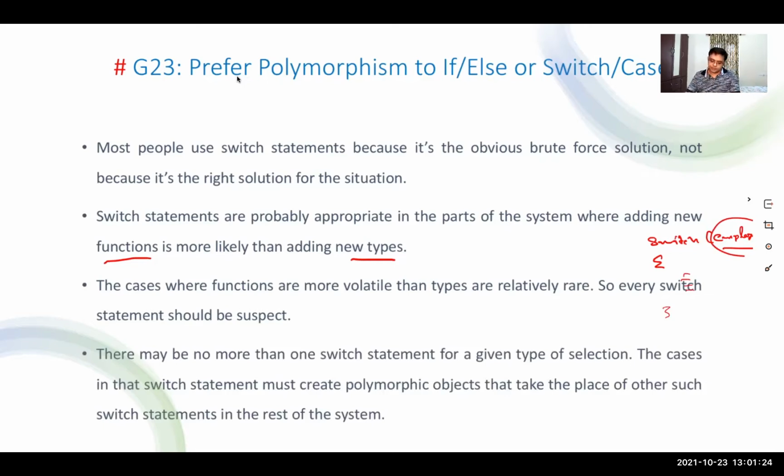The general rule is that there should not be more than one switch statement for a given type selection. We write a lot of switch cases for a given type of selection. You can use polymorphic objects and replace them. You can put it into some other objects and reuse those methods in other places, rather than going everywhere and replicating these switch cases, because it's very hard to maintain them. If you require it, you put it in one place only and reuse it.